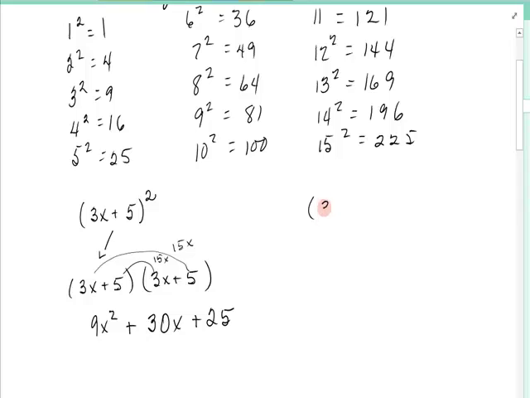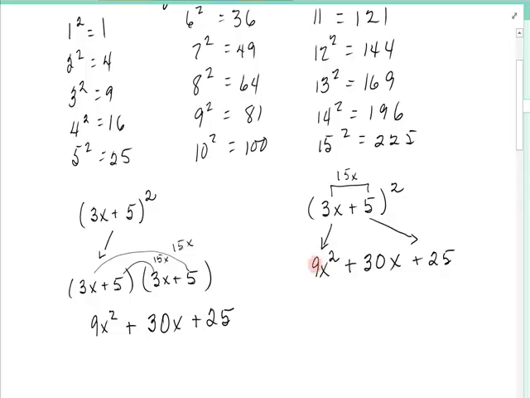You might remember a squaring process that was a shortcut from a previous course. In this case, when you square a binomial, you square the first. 3x times 3x is 9x squared. To get the middle term, you multiply those two. That gives you 15x. But you have to remember that that is both the outer and the inner. So you have to double it, or multiply it by 2, for 30x. Then you square the last one for plus 25.